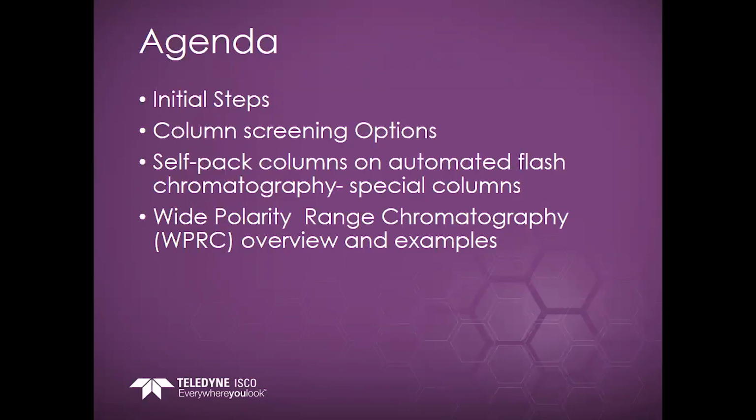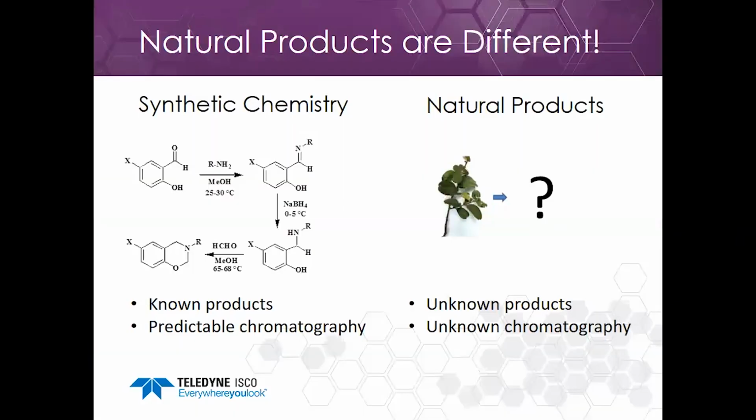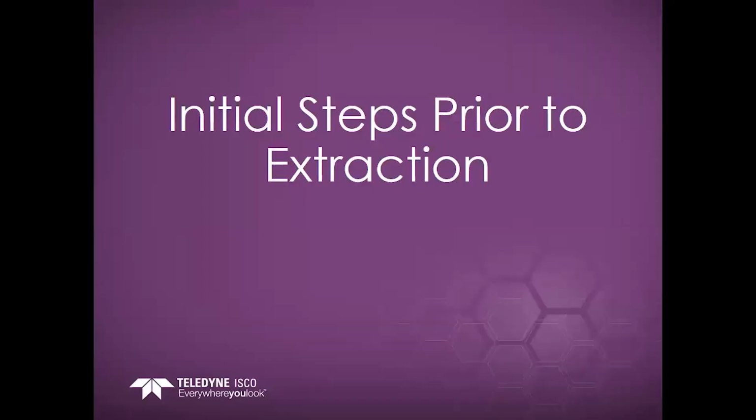Although this webinar is geared towards automated flash chromatography systems, the techniques can be used if you are using glass columns. You might not be able to run a gradient as nicely as an automated flash system, but you may still run a step gradient, and you can still use the column screening to help your natural products. Natural products are different in that we don't know what we have until we purify it. We have an unknown product, and therefore we have unknown chromatography. And what that means is that we have to do some sort of screening.